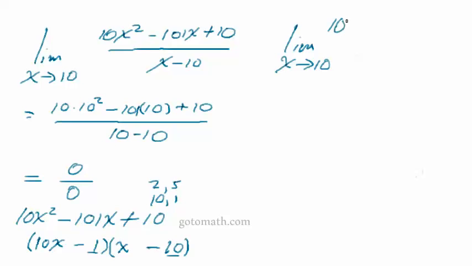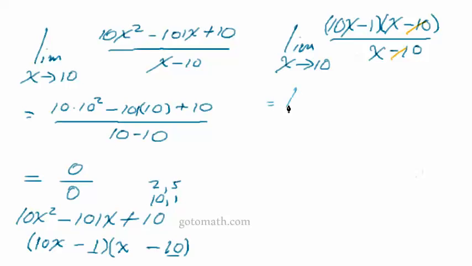Alright, so let's rewrite: 10x minus 1 and x minus 10, and that's all over x minus 10. So now we can go through and cancel out like terms. Those guys are alike, and we can go ahead and rewrite this limit and now do our direct substitution.